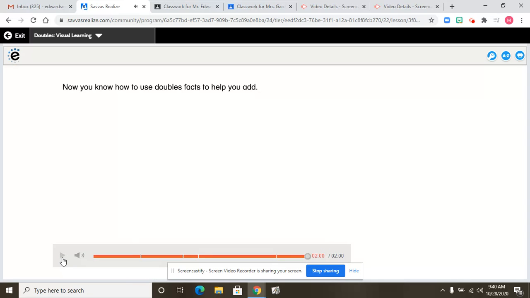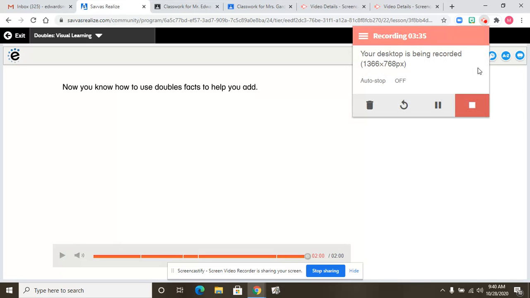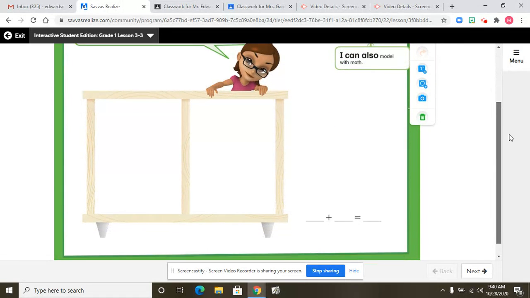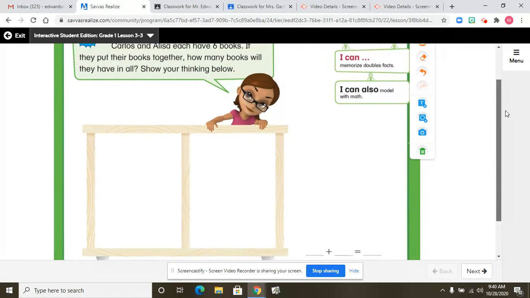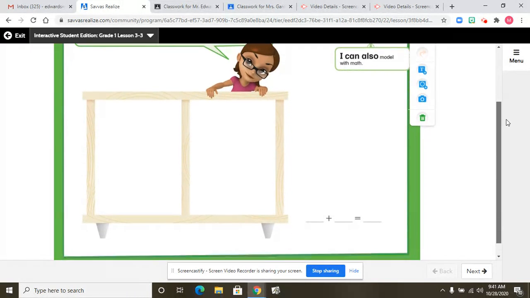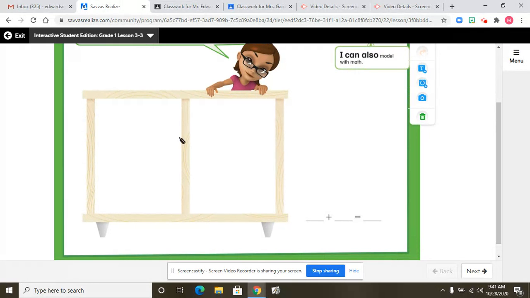Okay, so today we are going to be talking about doubles facts. Now, you need to get your math book out and turn to page 167, still volume 1, and make sure that you have a pencil out. Okay, if you're on page 167, it should look like this. Let's start by reading the directions. Carlos and Elisa each have 6 books. If they put their books together, how many books will they have in all? Show your thinking below.